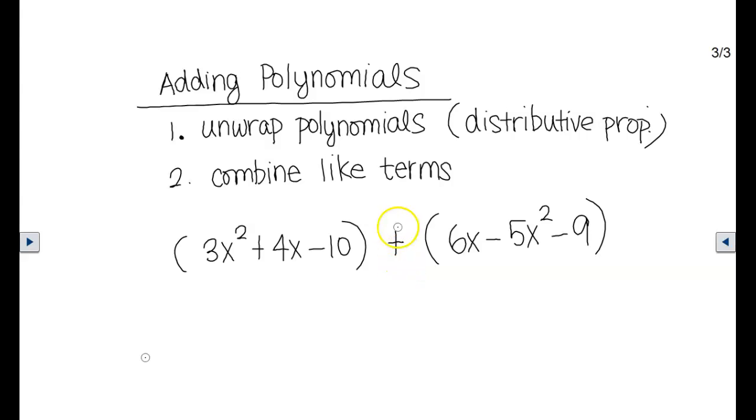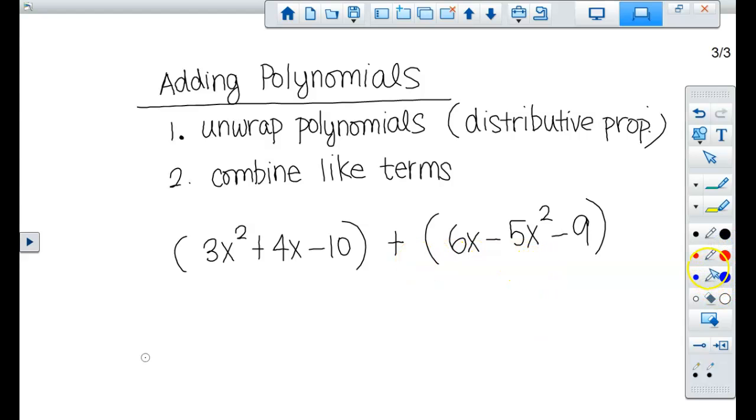In the middle here, you see your plus sign, so what that lets you know is you are taking a trinomial, and you are adding to that another trinomial. So the parentheses are meant to show you that you have one polynomial plus another. Now, here comes the unwrapping. To unwrap, we are going to use the distributive property. So what I have to do is look in front of these parentheses to see what's there.